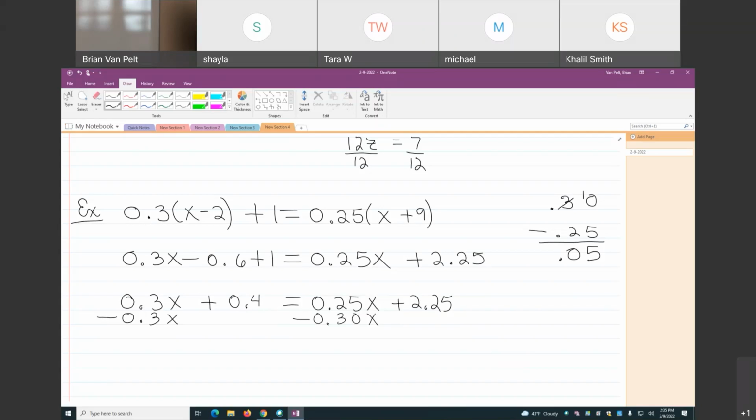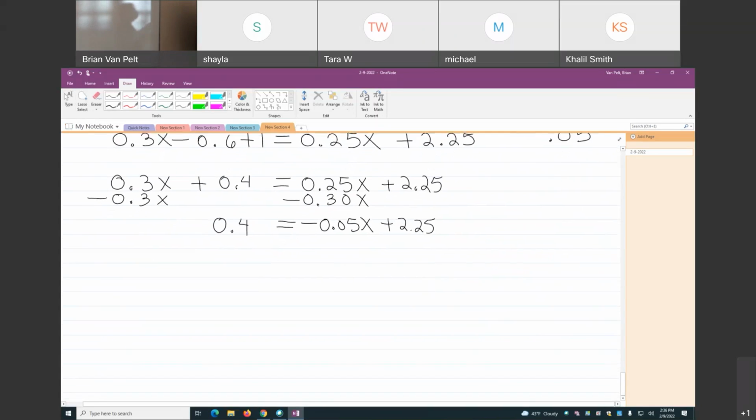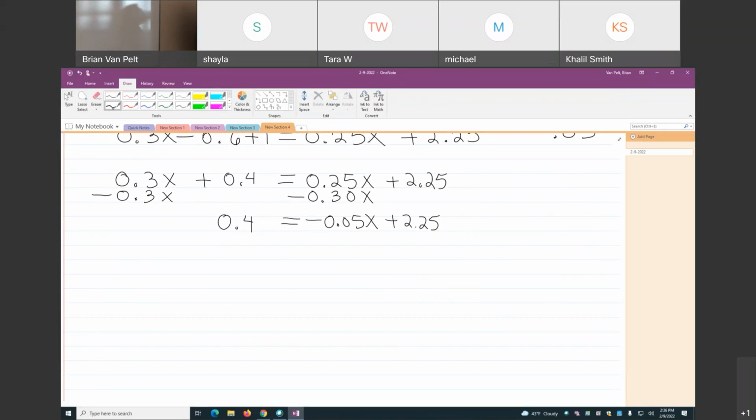So that's why decimals are so much more pleasant than fractions. See what we have here? We have negative 0.05x plus 2.25. On the other side, I get a 0.4. That number rings a bell as I was doing the problem. What's going to come next? Subtract 0.25.